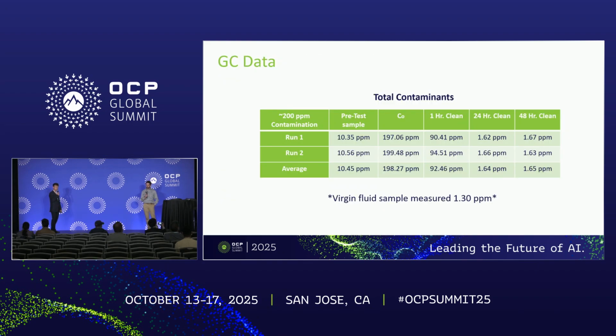So, similarly, the GC values dropped pretty precipitously. At the beginning, it was roughly 200 parts per million and quickly fell to under 2 ppm in under 2 hours, which was quite close to the virgin sample measured directly out of the pail.